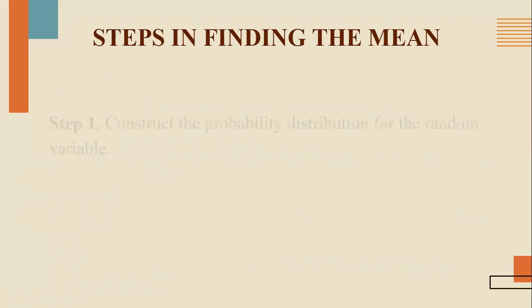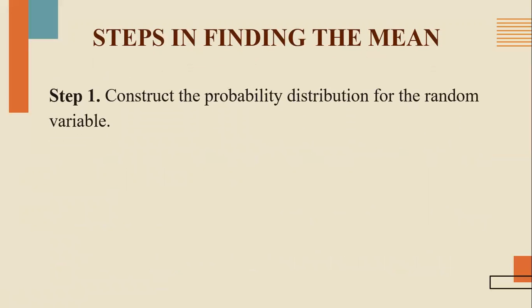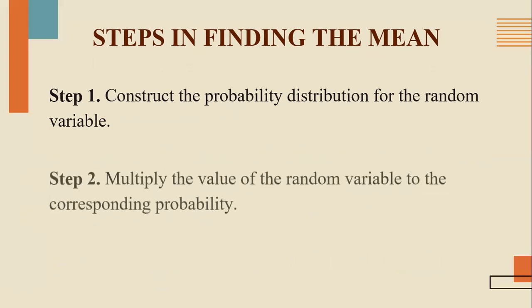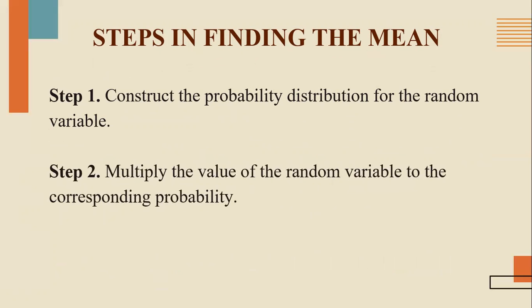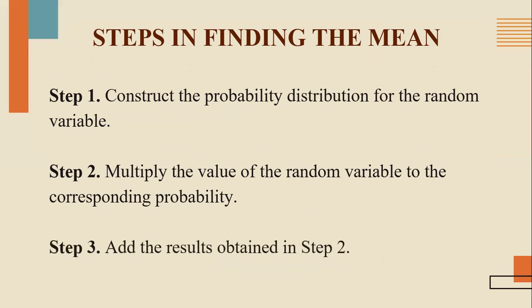Let's have the steps in finding the mean. Step 1 is to construct the probability distribution for the random variable. Step 2, multiply the value of the random variable by the corresponding probability. And step 3 is to add the results obtained in step 2, or this is now the summation.